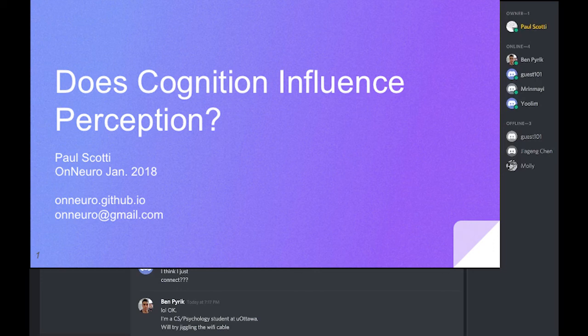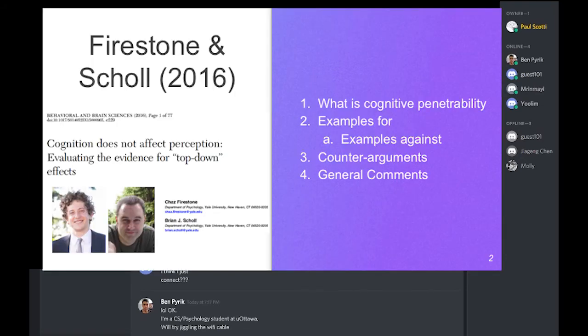All right, so this is an article from Firestone and Scholl from 2016. Cognition does not affect perception, evaluating the evidence for top-down effects. And by Chaz Firestone, who is an assistant professor at Johns Hopkins, and Brian Scholl, who's a professor at Yale.